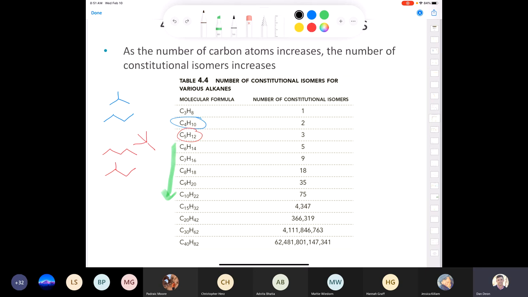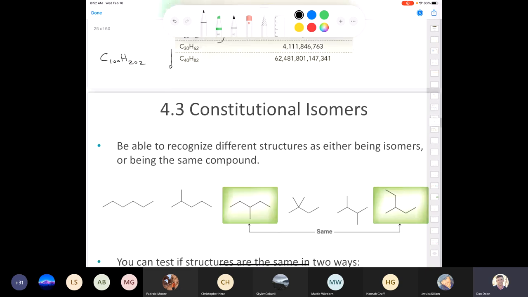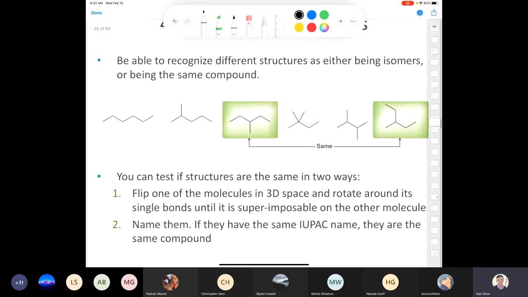I have a question for you. It might seem like a silly question, but I want to see if you understand what's going on here. What if I had 100 carbons in a molecule? Could anybody tell me how many hydrogens you would have in that molecule, if it's a saturated alkane, like all of these? 202, exactly. Because the general formula for all of these alkanes is CnH2n+2. So if I have C100, I multiply 100 by 2, that's 200, add 2, 202. So you've got to be able to recognize different structures as either being isomers or the same compound.